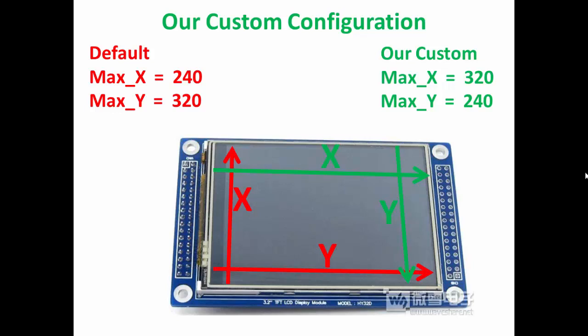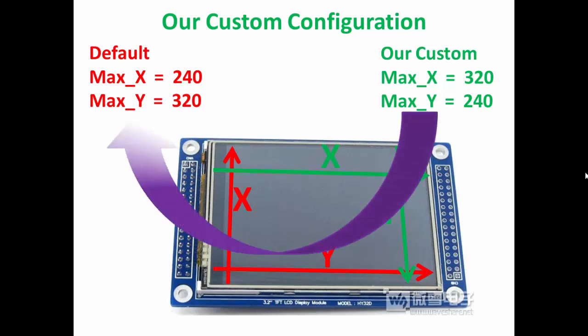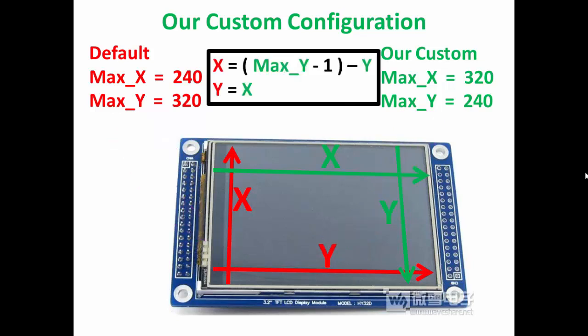Actually, what I meant is, we will write a function, and we will pass our X and Y values to that function. That function will convert our X and Y values to the LCD default configured X and Y values. This conversion has to be done using this formula. Here you can see that X is calculated on the basis of the Y value we have passed, and Y's value will be X directly.